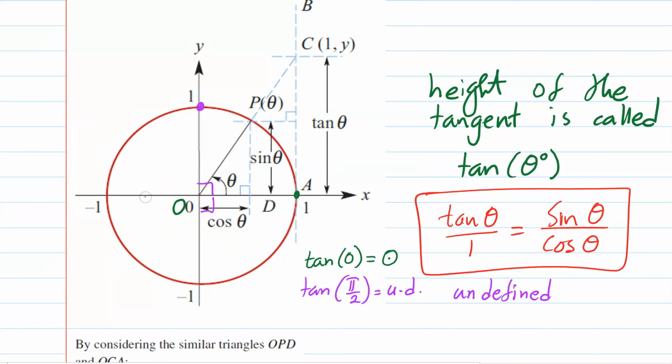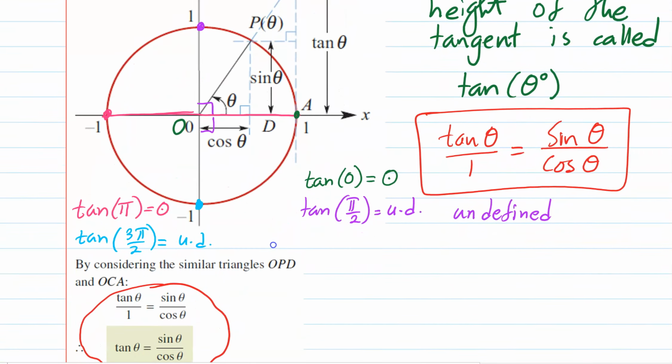Just a point here. At pi. So tan pi. What is the tangent height, do you think? I'm there. So when I extend my OP it meets there, and the height becomes 0. Simply, on the x-axis, the heights are 0. On the y-axis, heights are undefined. So the next one that I'm going to look at here is tan 3 pi on 2. Undefined. You can't define the height of the tangent.